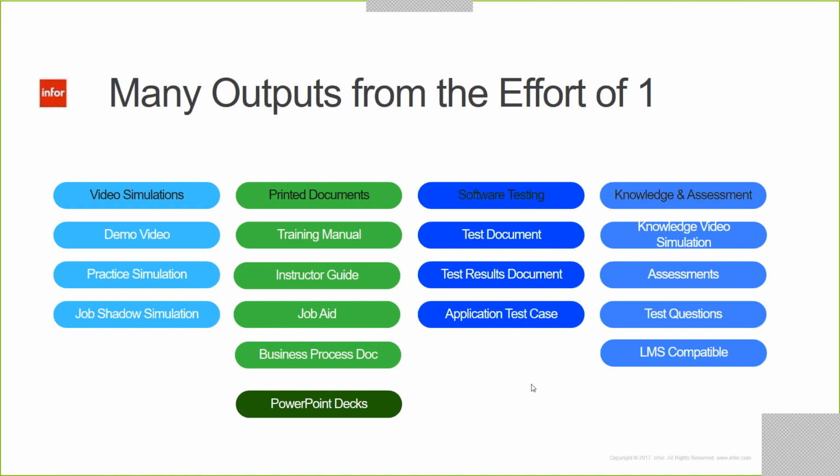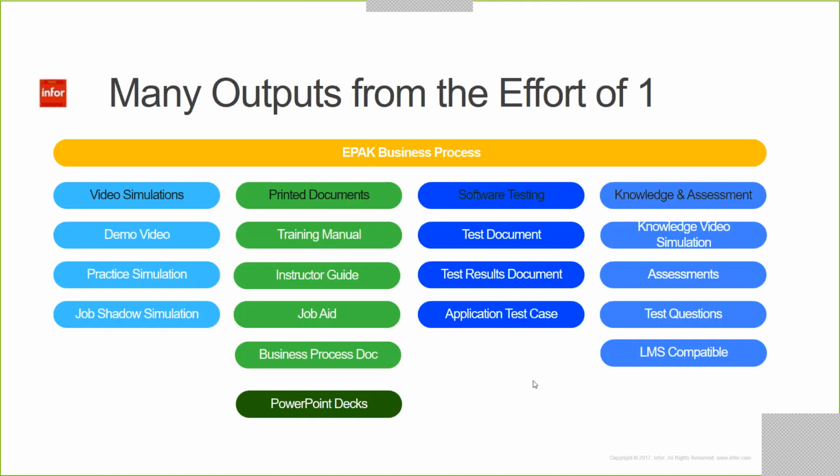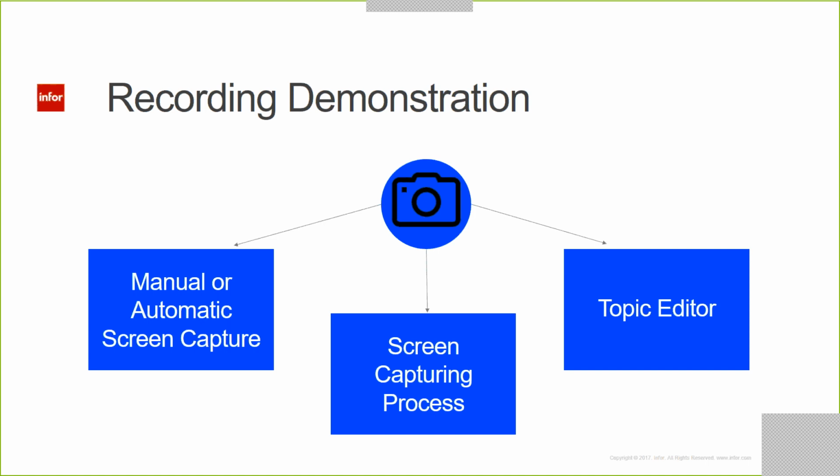Okay, so those are the different outputs that are available with EPAK. And what we're going to do now is actually have a look at how to record procedures within EPAK. So recording consists of manual or automatic screen capture. And then when your screen capture procedure is completed, everything is opened up in what's called the topic editor, which is essentially the main area that you'll be working.